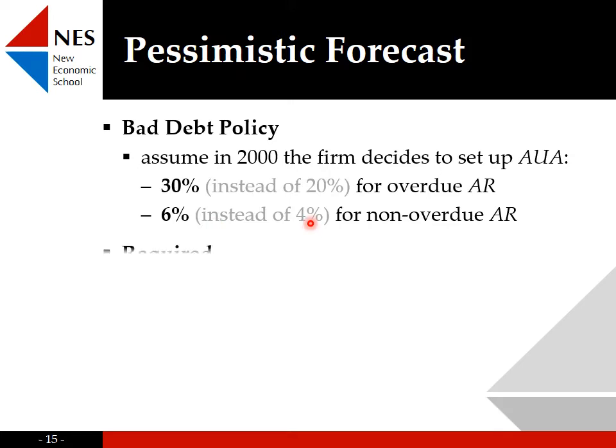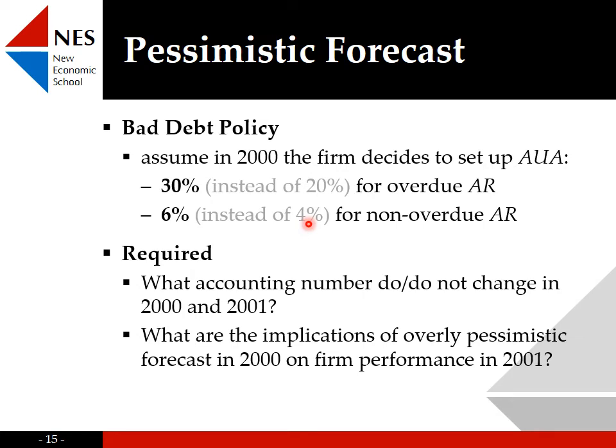Now our task will be to discuss what accounting numbers will and will not change as a consequence of this higher allowance, and then what implications the highly pessimistic allowance will have for firm performance in year 2000 and in year 2001. Before you start computing, it makes sense to think through what the likely implications are going to be. In particular, first think about what should not change as a consequence of the new debt policy.